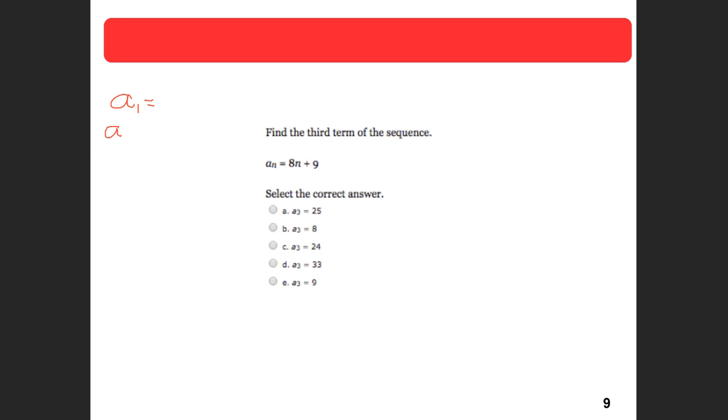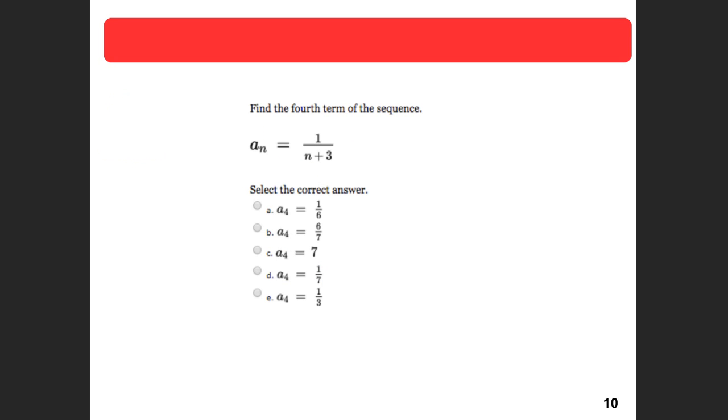It also doesn't have a a sub n minus 1 in the problem. That is a big hint that it's a recursive formula, and it's a little bit harder. This is an explicit formula. I want to find the third term, so I just plug 3 in for n. 8 times 3 is 24, plus 9 is 33. Done. If it's an explicit formula, it's super easy to find each term.